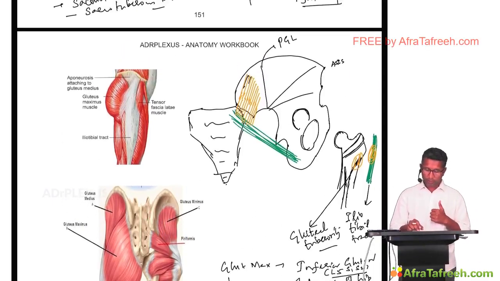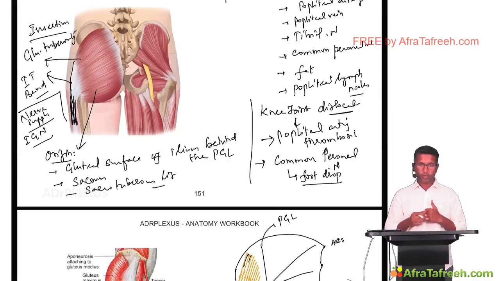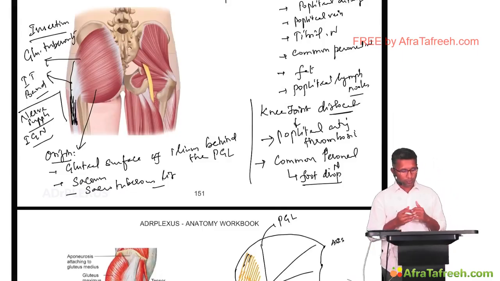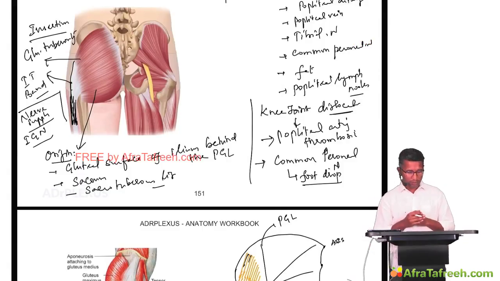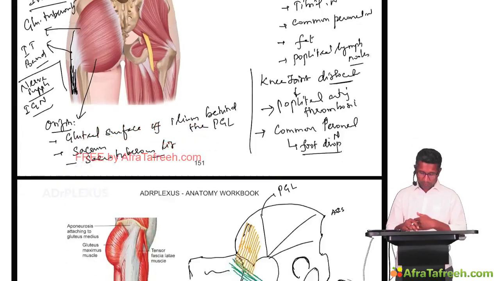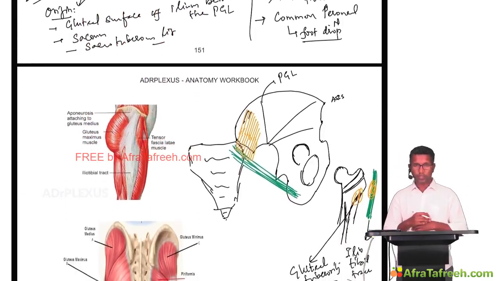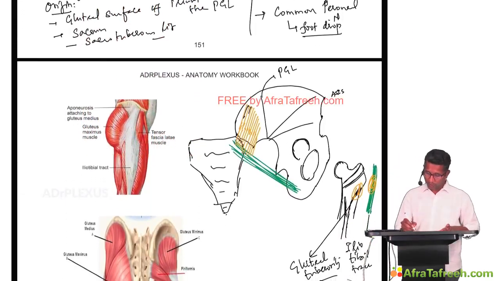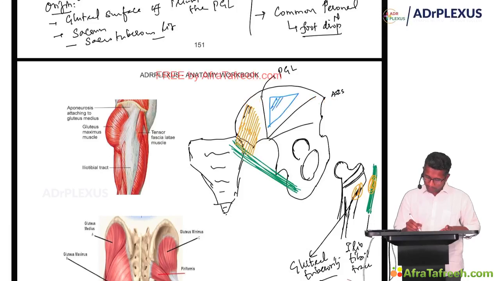Okay, so the next muscle you see here is the gluteus medius muscle. Now when you remove the gluteus maximus, you see a lot of muscles underneath it. The first muscle you see here is the gluteus medius muscle. It is seen in the region between the anterior gluteal line and the posterior gluteal line. So this is the area where you see the gluteus medius muscle.